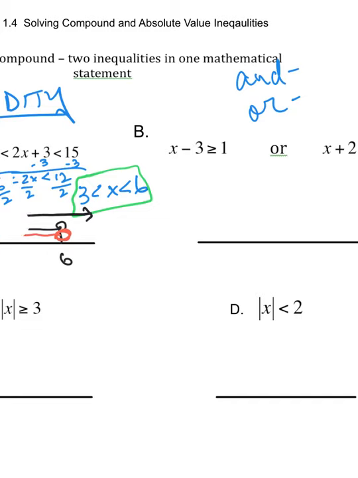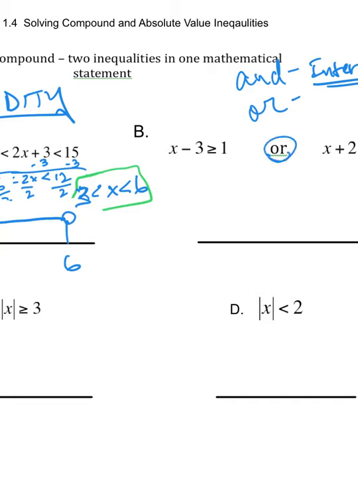I shall not ask you to graph all of that. I did that just so you could see. I would like you to just start at 3 and go to 6, and it's everything in between. Why? Because and is the intersection. It is the intersection of the two statements. Are we good? Okay, that's the word and.